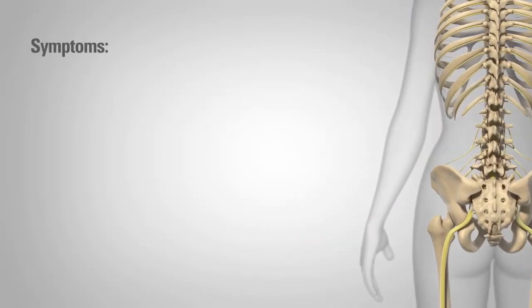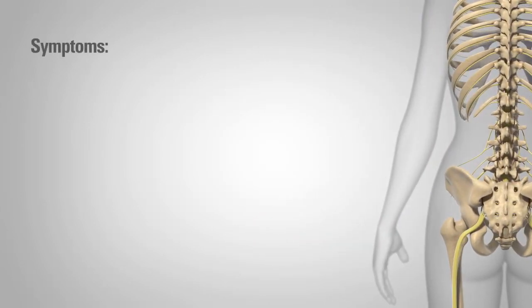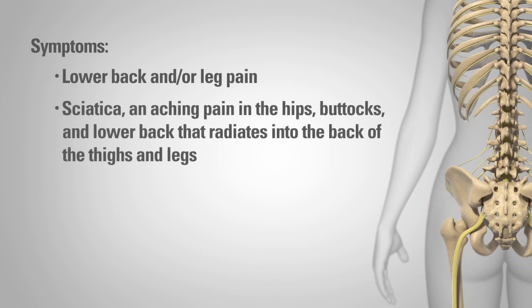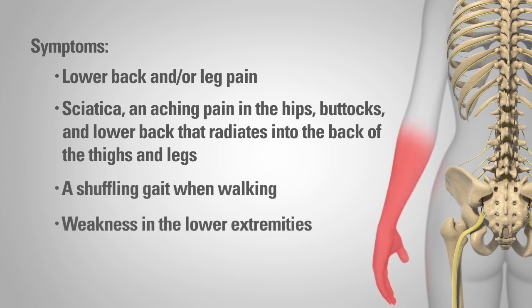Symptoms of spondylolisthesis may include lower back and/or leg pain, sciatica, an aching pain in the hips, buttocks, and lower back that radiates into the back of the thighs and legs, a shuffling gait when walking, weakness in the lower extremities, abnormal posture. If you feel that you are experiencing any of these symptoms, you should see a physician for an accurate diagnosis.